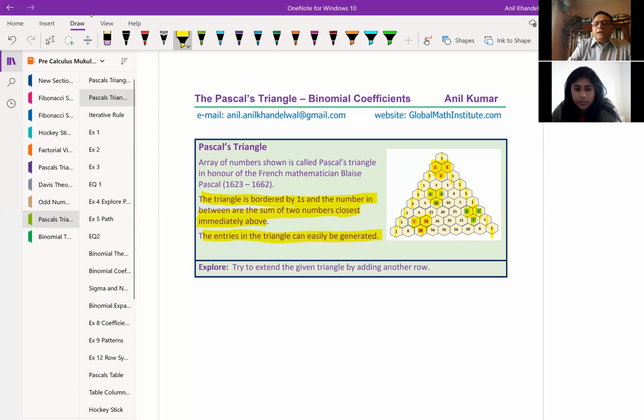For example, I have got the last entry where I have the numbers 1, 8, 28, 56, 70, 56, and so on. As an exercise, what you can do is add the next row into this particular triangle. So for example, if I want to add the next row, what number should come here? Can you tell me between 8 and 28? 36. Correct. You'll just add them and you get your number. Likewise, you can add all the numbers, right?